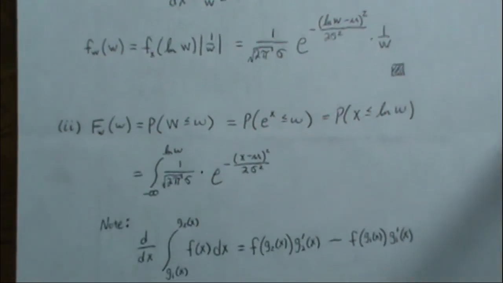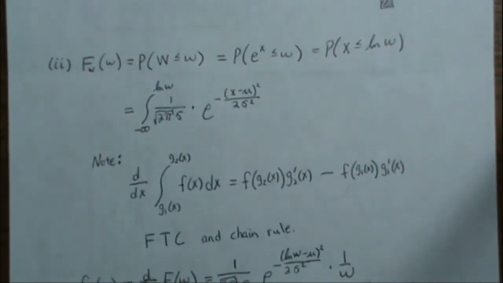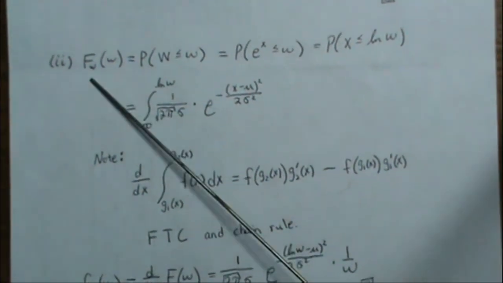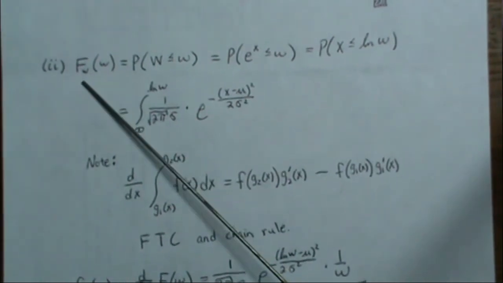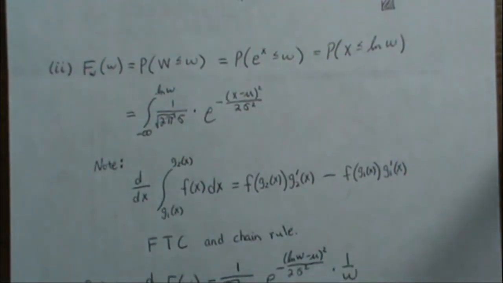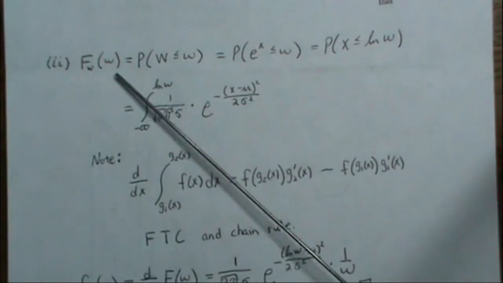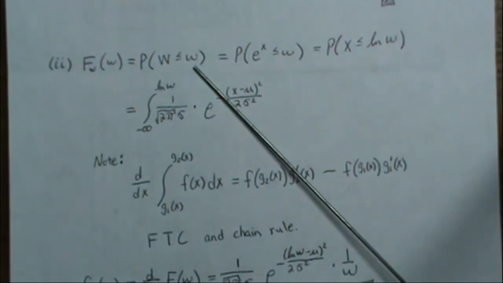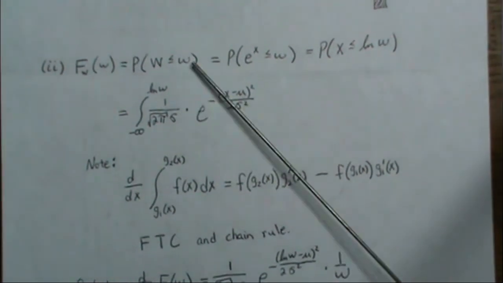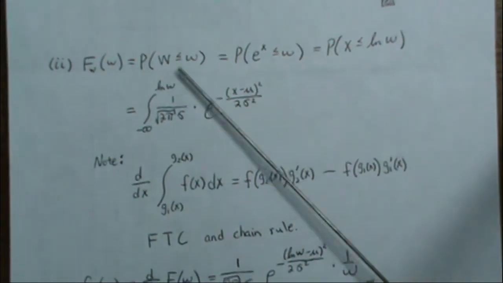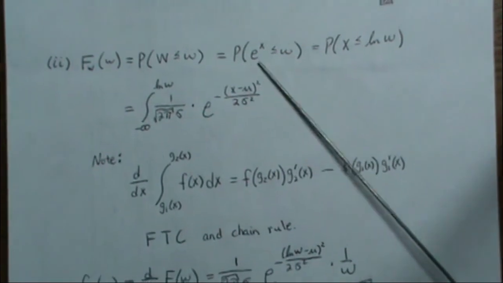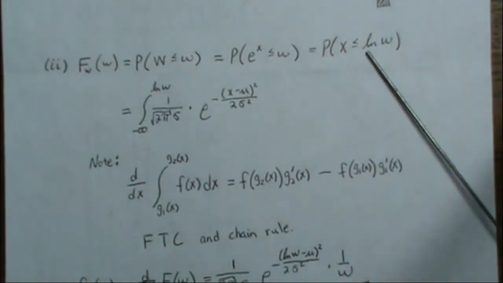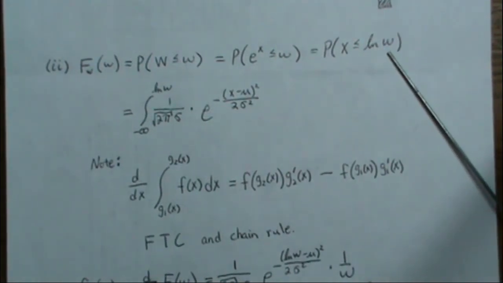In some cases, it's easier to set up a cumulative distribution function and then take its derivative. In this case, it's not, but we'll do it both ways as a learning tool. So this is the probability that big W is less than little w. So that's a random variable, that's a value. Well, W is e to the x. You take log of both sides. We get the probability that x is less than or equal to log of w.